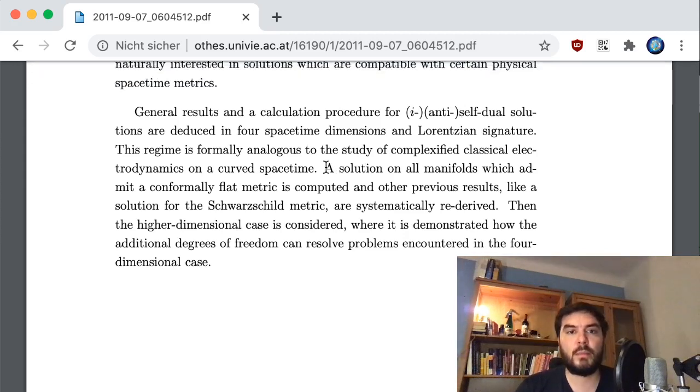A solution on all manifolds which admit a conformally flat metric is computed, and previous results, like a solution for the Schwarzschild metric, are systematically rederived. So I started already with the knowledge that you can obtain this Schwarzschild metric, and I kind of generalized that. I gave the conditions under which you can also find other, maybe more complicated metrics. So I rederived that in a systematic setting because this was just a task to actually investigate why this actually works out. And then also I found out along the way that conformally flat metrics, which are very simple metrics, also can be found there.